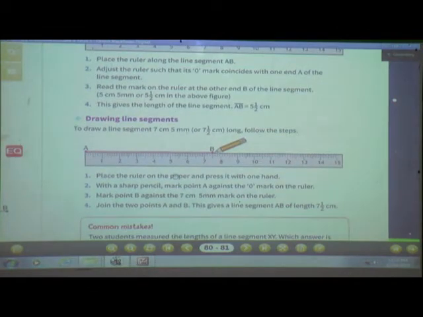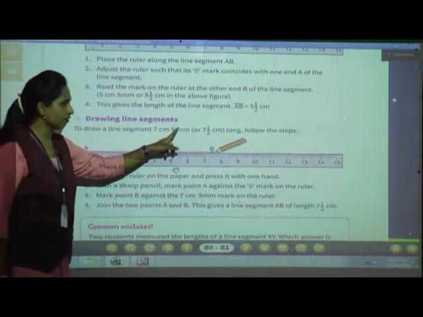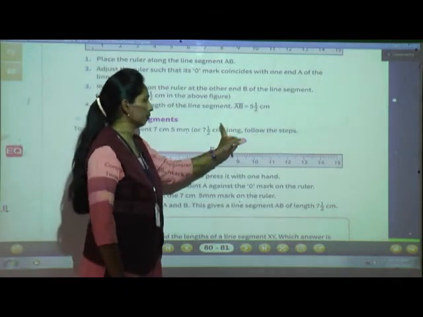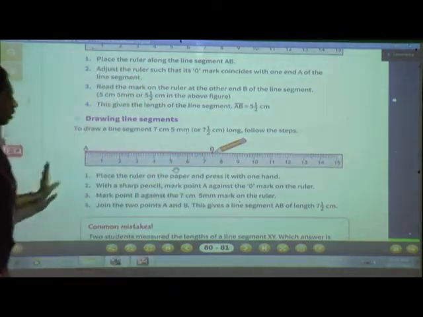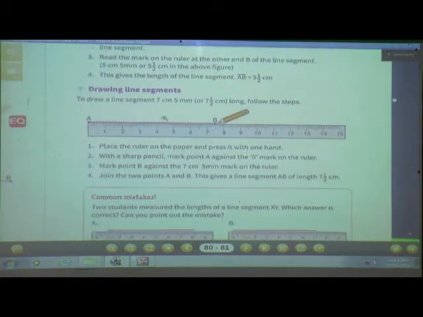Now we'll move to the next. Drawing a line segment. Now we have just measured with the scale. Already they had given the line segment. So what we have done? We have taken the scale and we have just measured. But here now we have to draw the line segment. They had given to draw a line segment 7 centimeter 5 mm, or 7.5 centimeter long. Follow the steps. So how to draw a line segment?